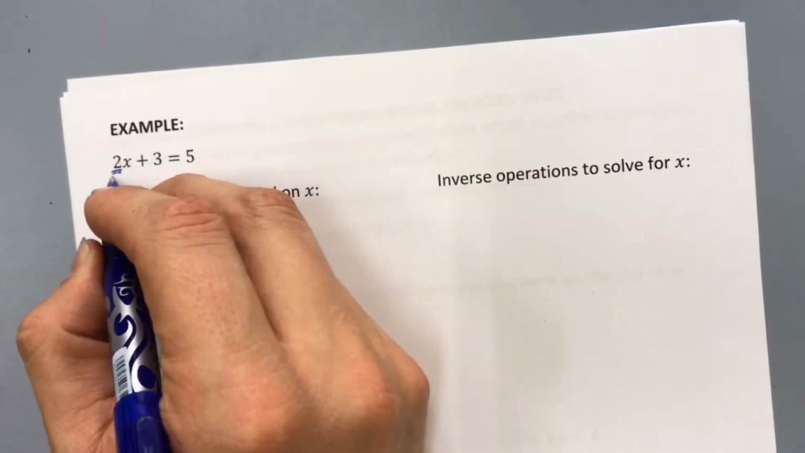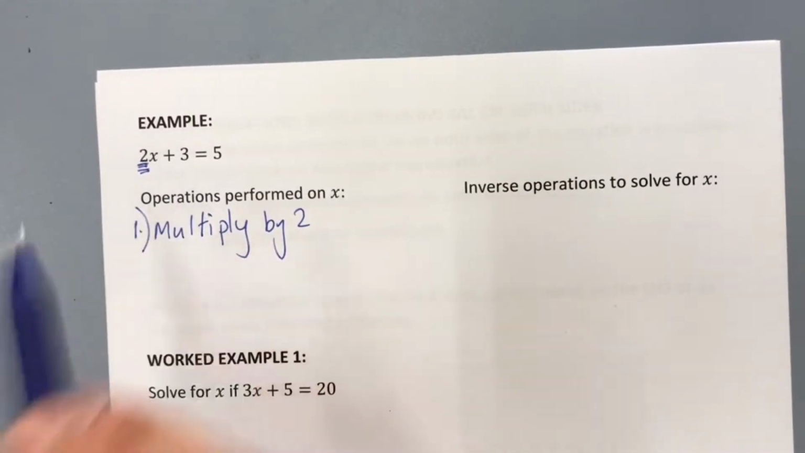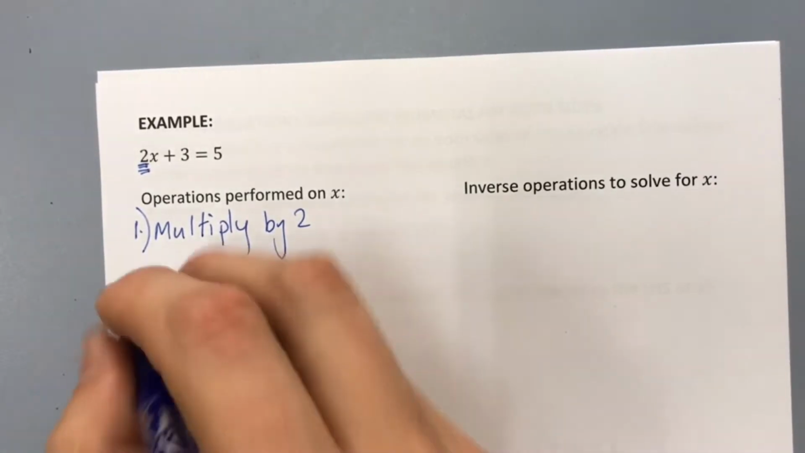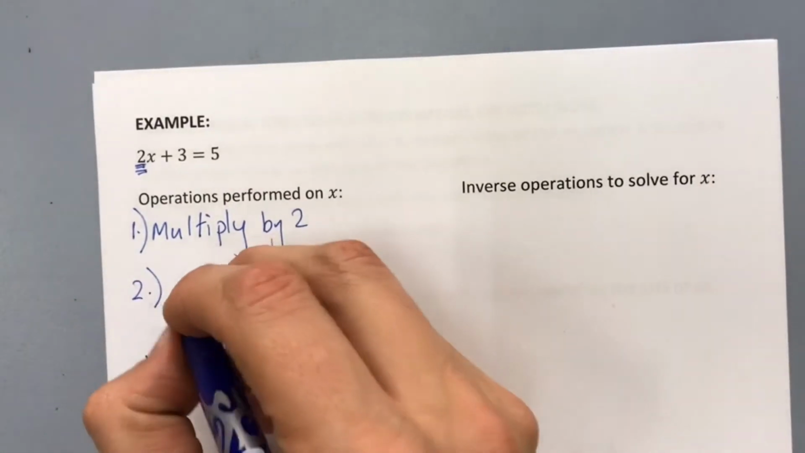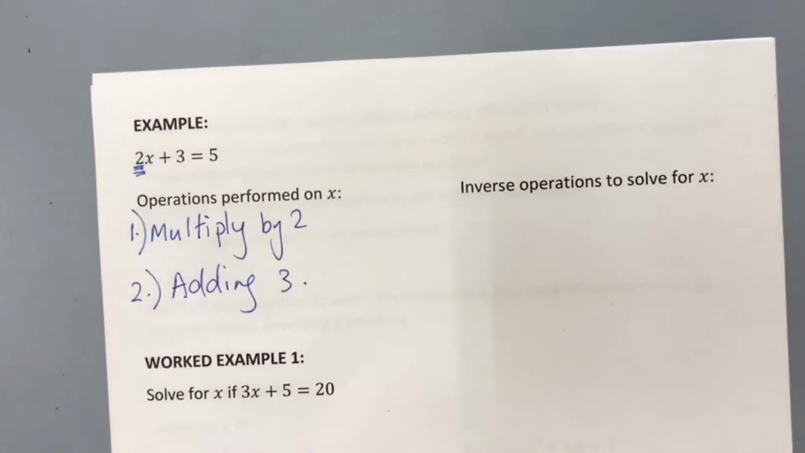The 2 is here, so we're multiplying by 2. This is happening first. So when you're thinking about this, it's 2 times that number x, then you're adding 3. So the first thing that happens is we're multiplying by 2, then we're adding 3. All right? So when you look at this equation, you're thinking about what operations are happening and what order they're happening in.